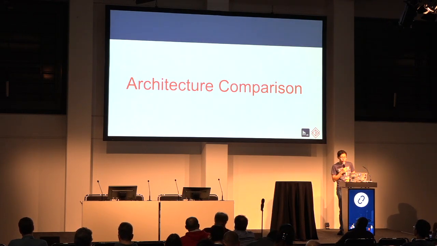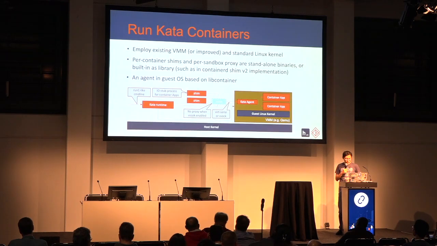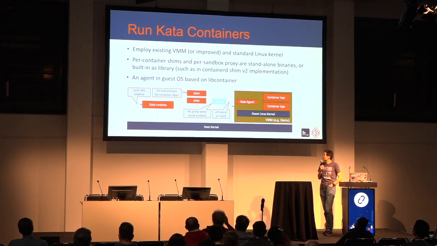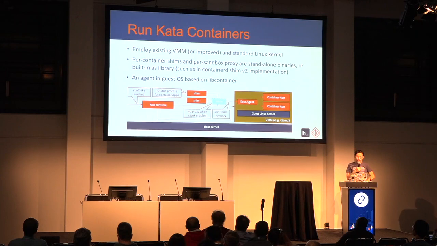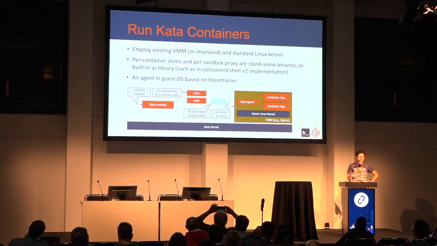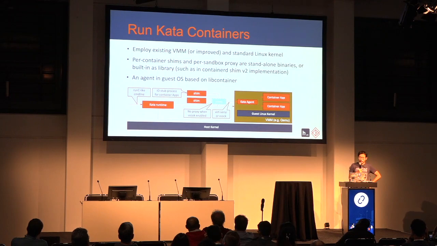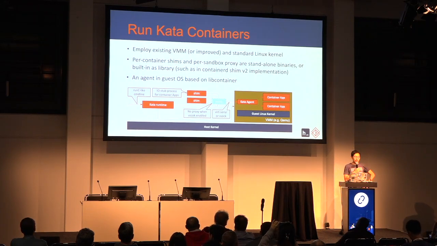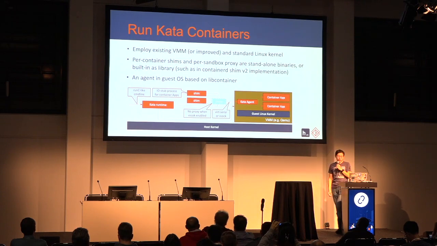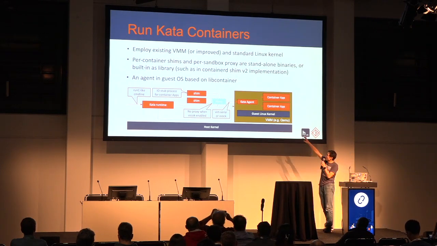Now let's go deeper into the architecture comparison. Running Kata Containers is pretty easy. You just call the Kata runtime, just like you call runc. If you have Docker, you can direct it to the runtime equal to kata-runtime, and then you can launch it. It uses existing VMM technology such as QEMU or something else. Inside the guest there is a standard Linux kernel; we do some configuration and some small patches, but in general, that's a standard Linux kernel.